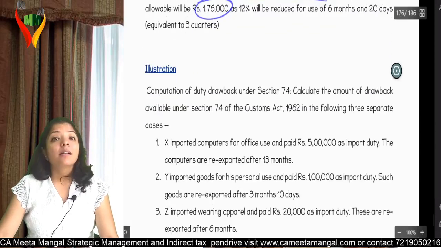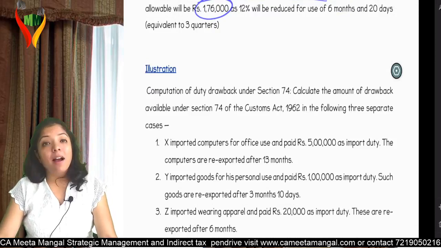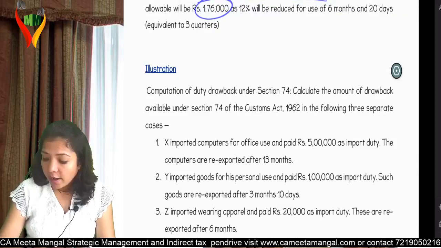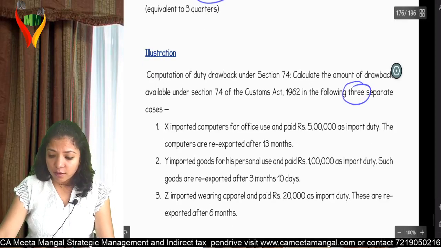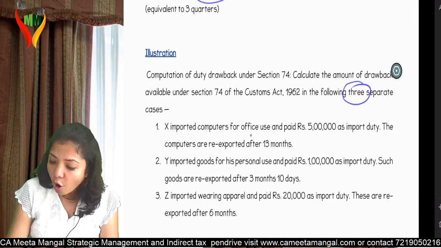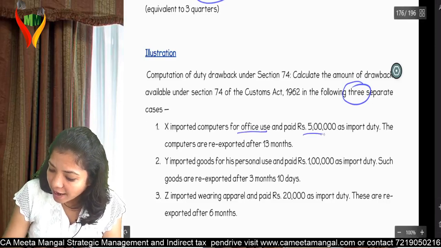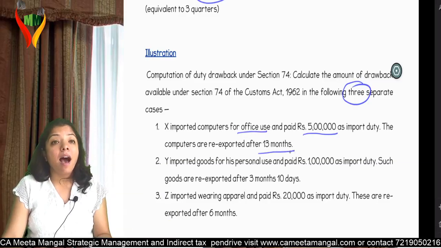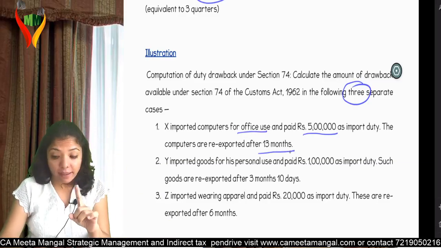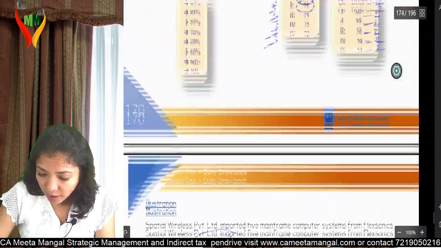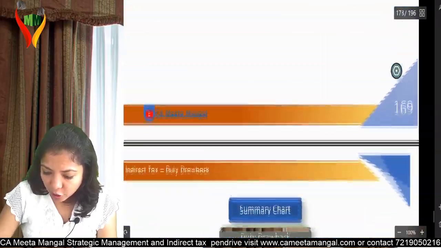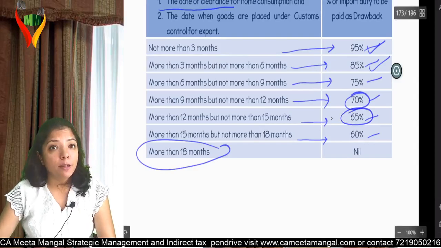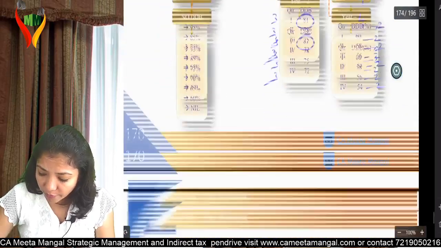Next question. Computation of duty drawback under section 74. Calculate the amount of drawback under 74 in the following 3 separate cases. First, X imported a computer for office use, paid 5 lakhs and re-exported after 13 months. That means after 12 but up to 15. Office purpose. More than 12 but up to 15 is how much percent? 65%. I hope you're with me.